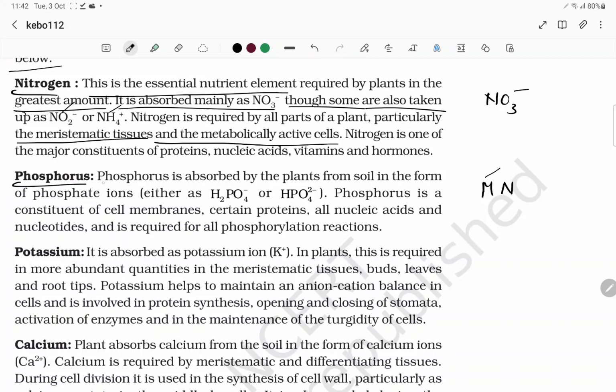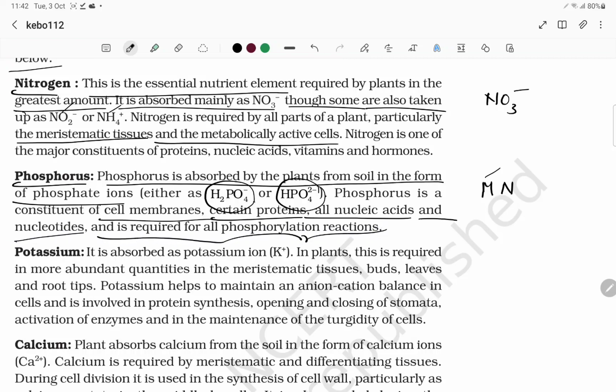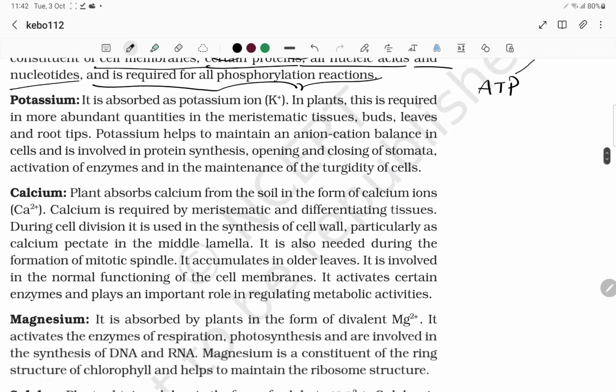Phosphorus. This is absorbed by the plants from the soil in the form of phosphate ions, H2PO4 minus and HPO4 2 minus. Phosphorus is a very important constituent of cell membranes, because we have the phospholipid bilayer, and of certain proteins, all nucleic acids and nucleotides. It is required for all phosphorylated reactions. So even ATP, adenosine triphosphate, and the membrane phosphoric acid in all those things.